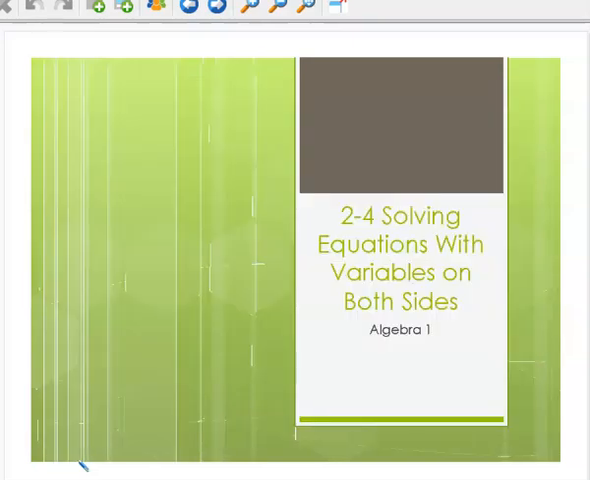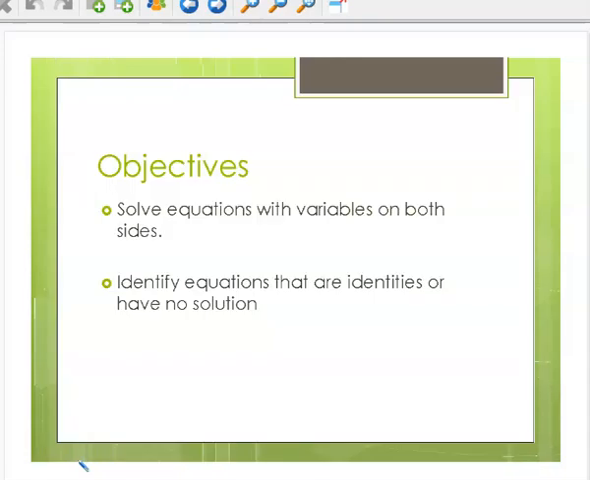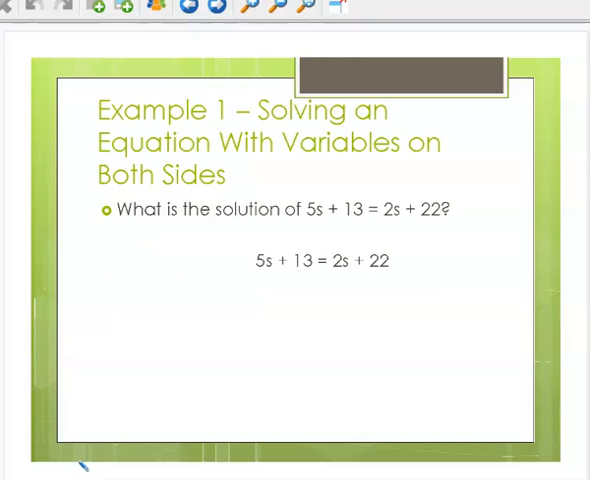Okay, moving on to today's work, which is going to be solving equations with variables on both sides of the equal sign. So objectives. We're going to practice solving those types of equations, and we want to make sure and identify equations that are identities or have no solutions. We'll talk more about that as we get into this lesson. Let's just start it off.